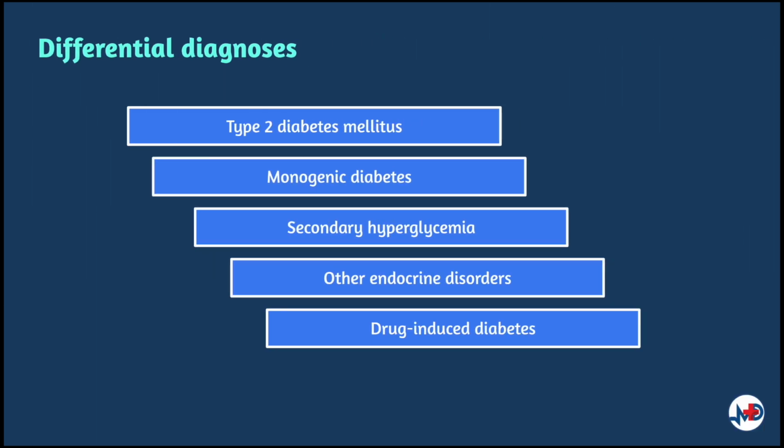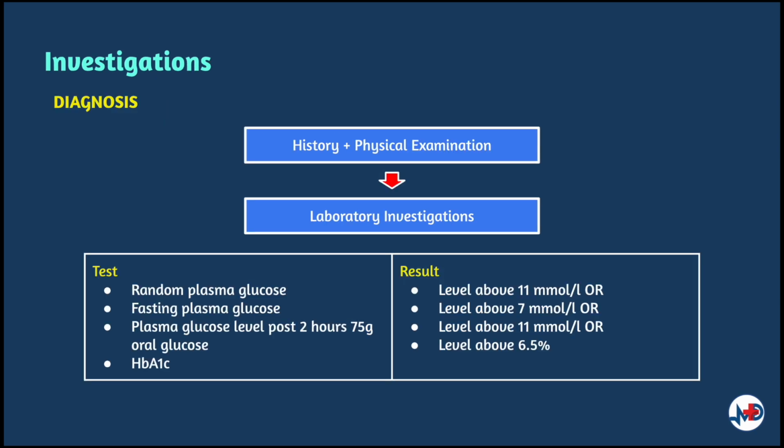Although the diagnosis is conspicuous, ruling out certain differentials is essential. Suggested differential diagnoses are type 2 diabetes, monogenic diabetes, secondary hyperglycemia, other endocrinal disorders, and drug-induced diabetes. With strongly suggestive history and physical examination, lab investigations are essential in diagnosing type 1 DM.